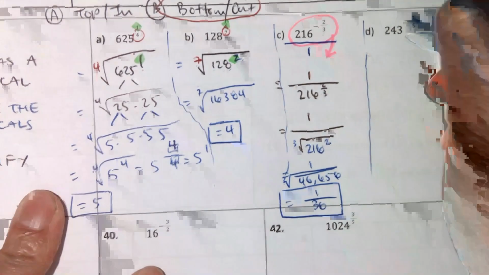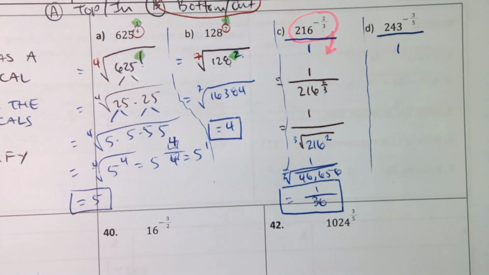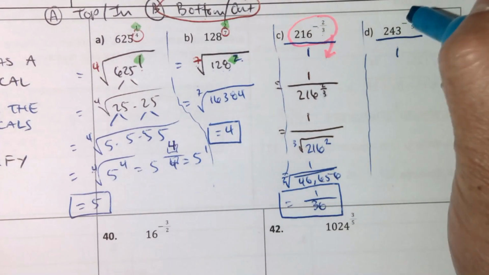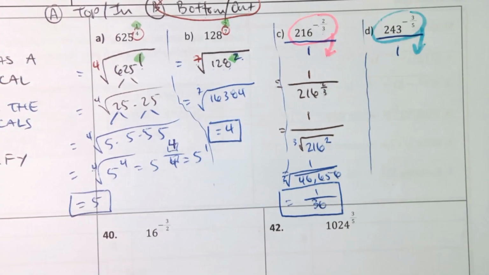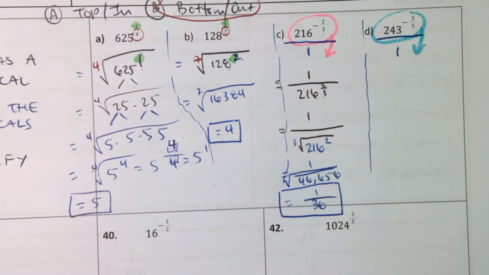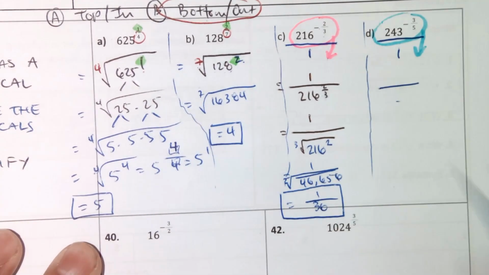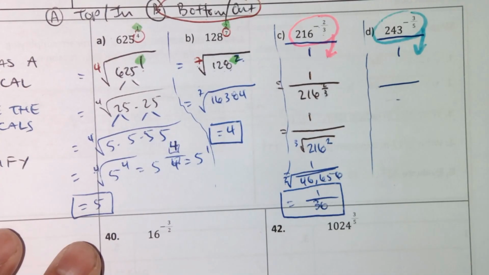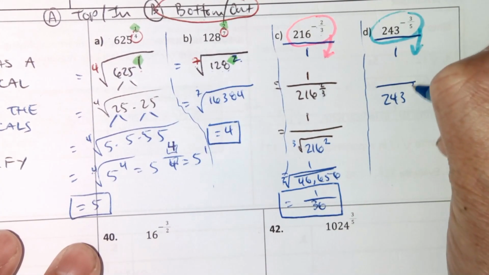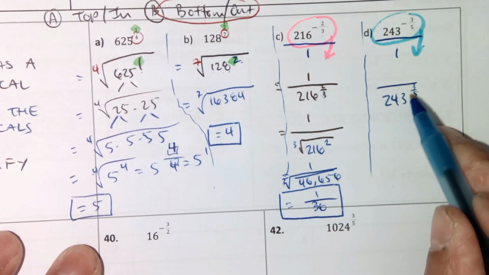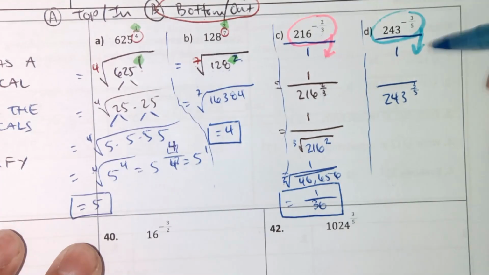Alright, so last example here. Let's go over D. See the negative? Go ahead and remove that downstairs and make a fraction right away. That's the key. You can make anything a fraction by putting it over 1. So we've done that. 243 to the 3/5 power. Remember, the negative sign is gone.